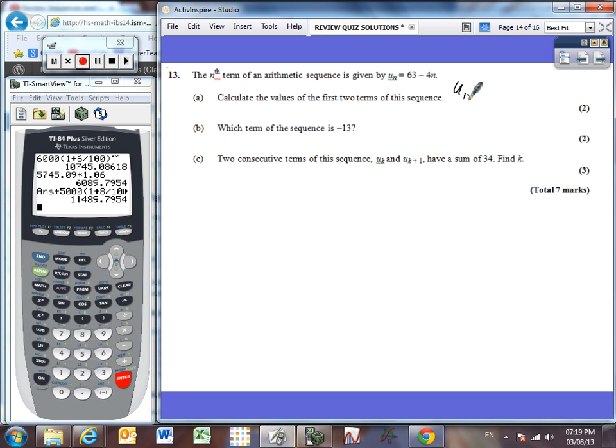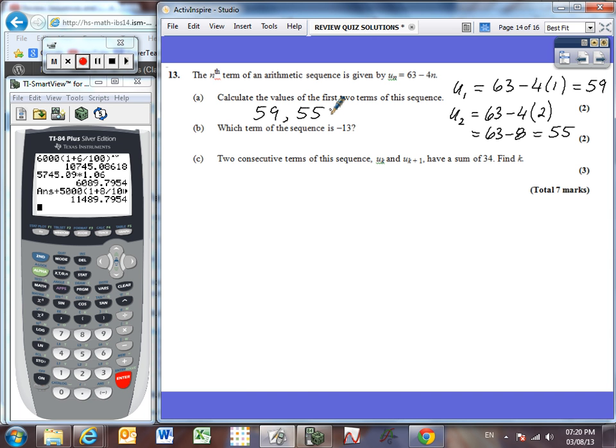So the first 2 terms, that's going to be u1 and u2. For u1, it's pretty clear that the subscript of n has become a 1, so we need to replace all of the n's with 1's. So 63 minus 4 gives us an answer of 59. u2 is going to be 63 minus, this time, 4 times 2, which equals 63 minus 8, and that gives us 55. So you can see that our first 2 terms are 59 followed by 55.